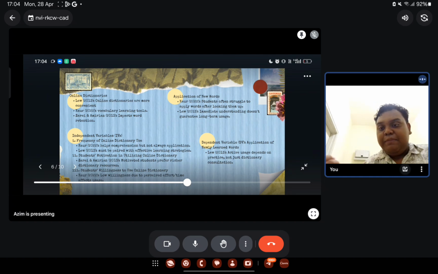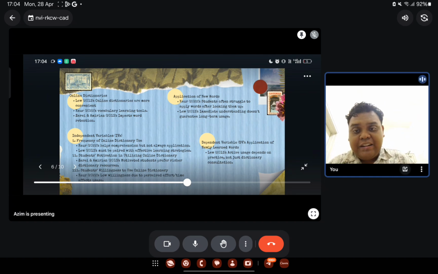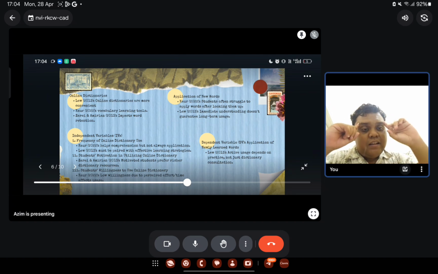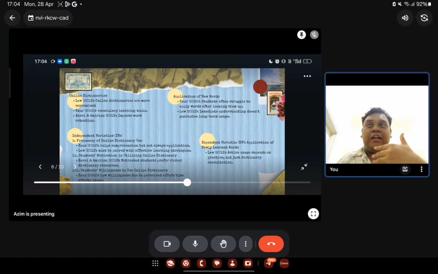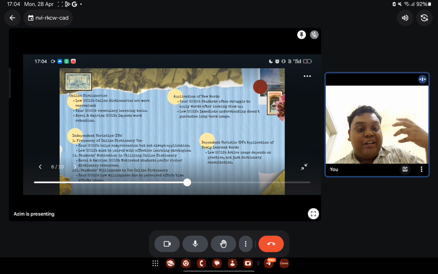And then we have the independent variable, frequency of online dictionary use, which according to Power again, helps comprehension but not always application. So it helps with students' understanding of words, but sometimes not application. So here today, we would like to know: we understand according to Power that it helps with comprehension, so we would like to know about the application. So thus, does understanding the word help with the application?